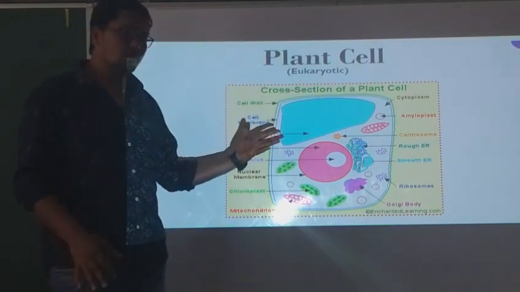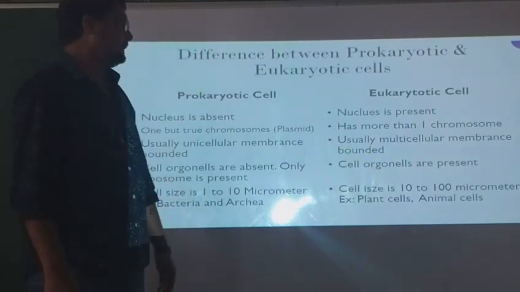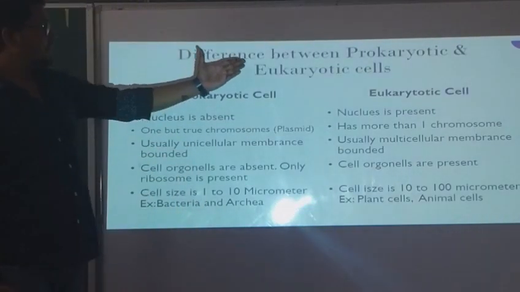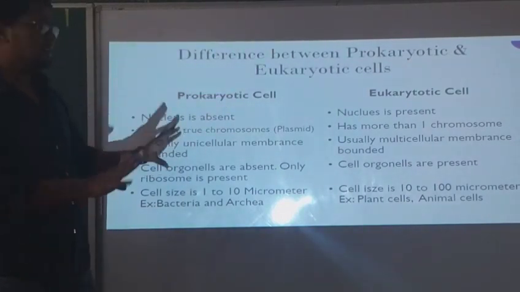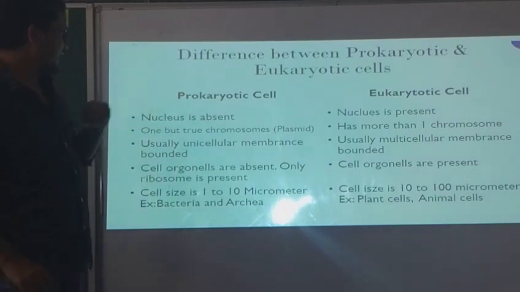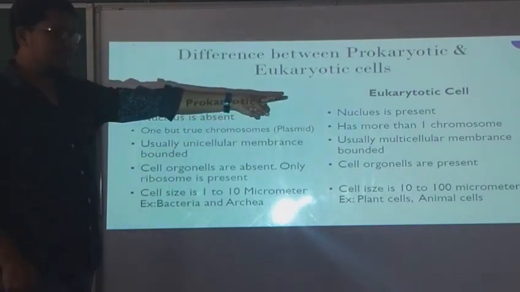Now let us know the difference between prokaryotic and eukaryotic cell. When we look into the differences between prokaryotic and eukaryotic cell, here you see, we have already discussed the prokaryotic cell. Nucleus is absent, nucleus is present.